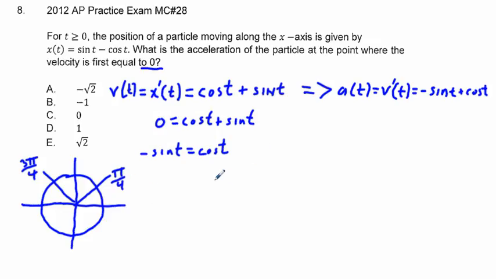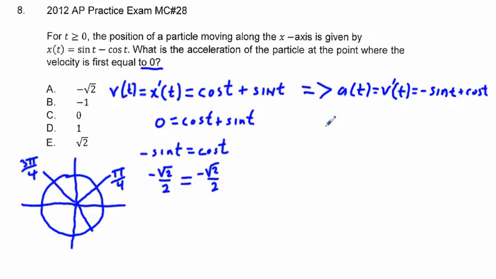So where this would happen is at 3 pi over 4, because in this case negative sine t would be negative square root of 2 over 2, and cosine t would also be negative square root of 2 over 2. So this first happens at 3 pi over 4. It also happens down here at 7 pi over 4, but where it first happens is 3 pi over 4.